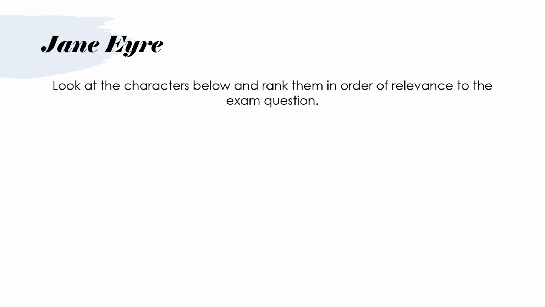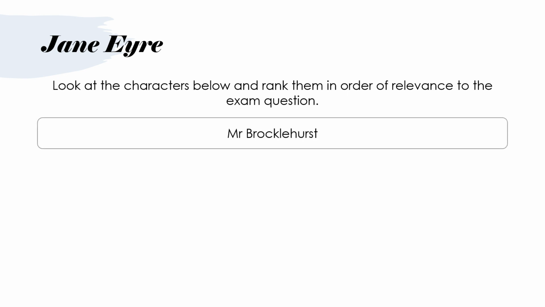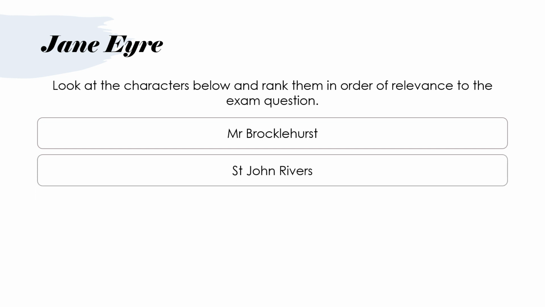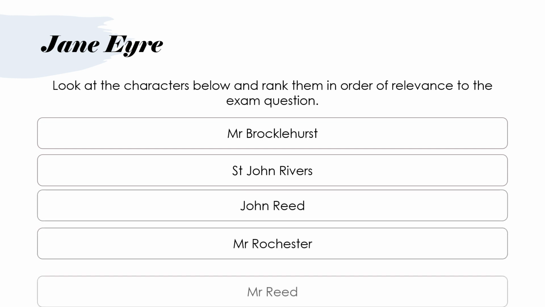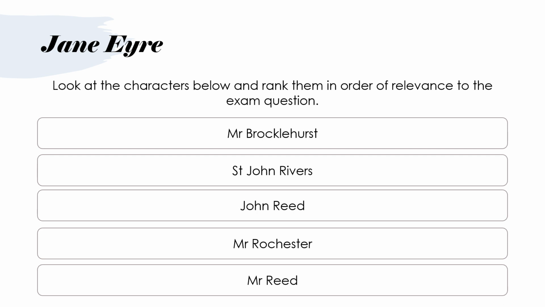Look at the characters below and rank them in order of relevance to the exam question. So there's not many male characters in the actual text really when you think about it, but we can narrow that down to Mr. Brockhurst, St. John Rivers, John Reed, Mr. Rochester, and again Mr. Reed, who we don't really see obviously because he's Jane's uncle who obviously passes away.